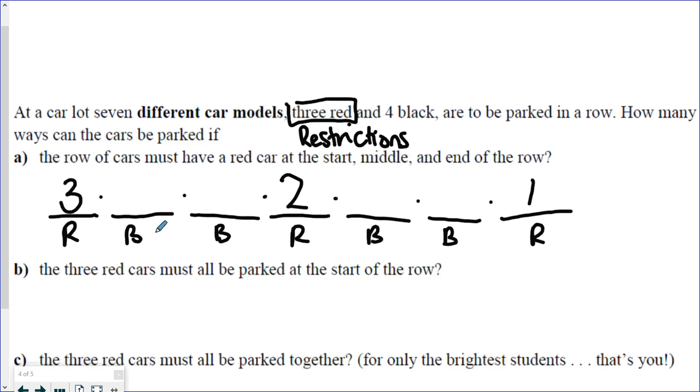Our second position needs to be one of the 4 black cars, so there are 4 possible cars that can be there. 3 that can be in this third position, 2 that can be in this position, and 1 that can be in this position. So it's going to be 3 times 4 times 3 times 2 times 2 times 1 times 1. You don't need to do the times 1s if you don't want. And so that gets us 144.